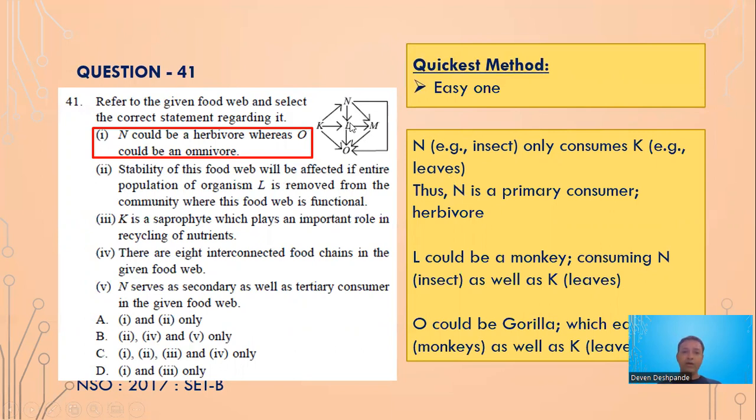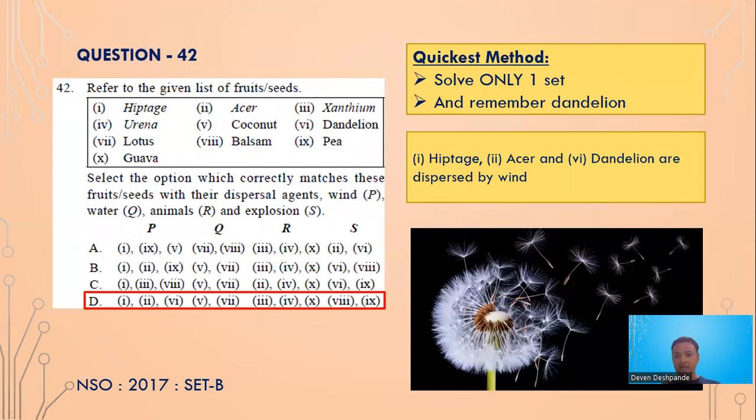But L could be a monkey, which is consuming leaves as well as insects, isn't it? It is consuming leaves as well as insects. But what is O? O could be a gorilla. Gorilla, omnivore, isn't it? It could be an omnivore, which is also eating small monkeys, but also it is eating the leaves as well, isn't it? So O is an omnivore, but N is the primary consumer. So N is just a herbivore. Okay, next one.